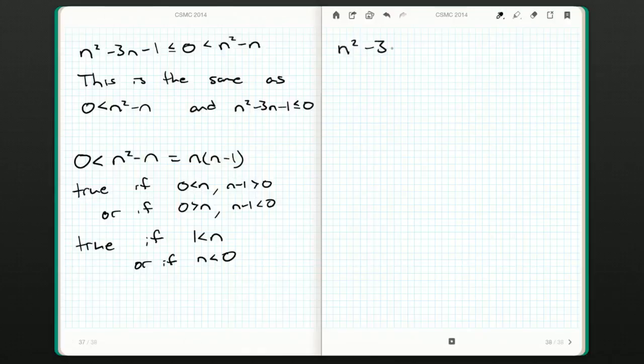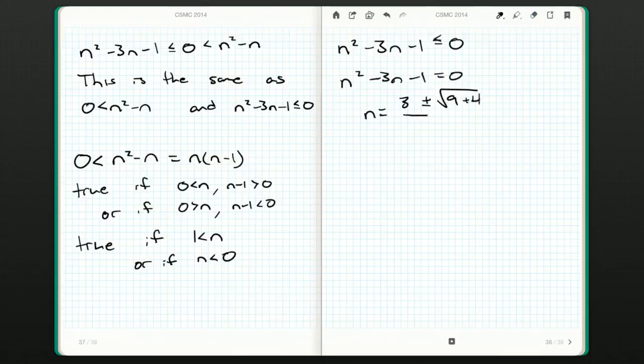Now, unfortunately, it doesn't look like there's a good way to factor this. So we'll have to use the quadratic formula. n squared minus 3n minus 1 equals 0. n is 3 plus or minus the square root of 9 minus 4ac, so that's going to be plus 4, over 2. We're going to have 3 plus or minus root 13 over 2. Okay, so there's that 13 I was mentioning.